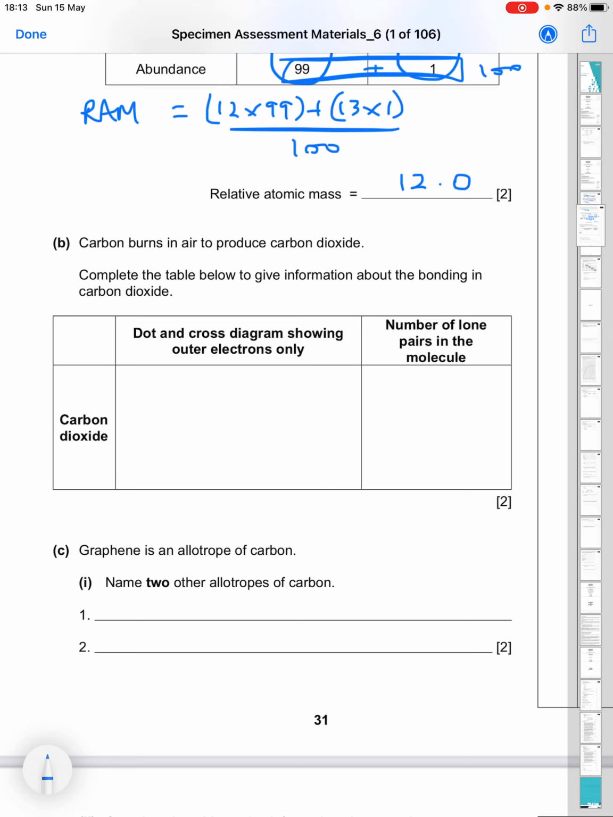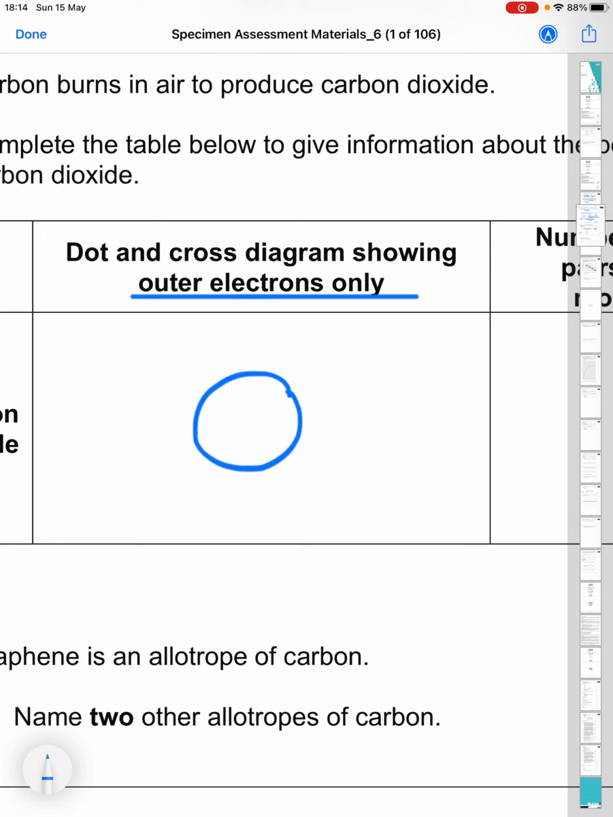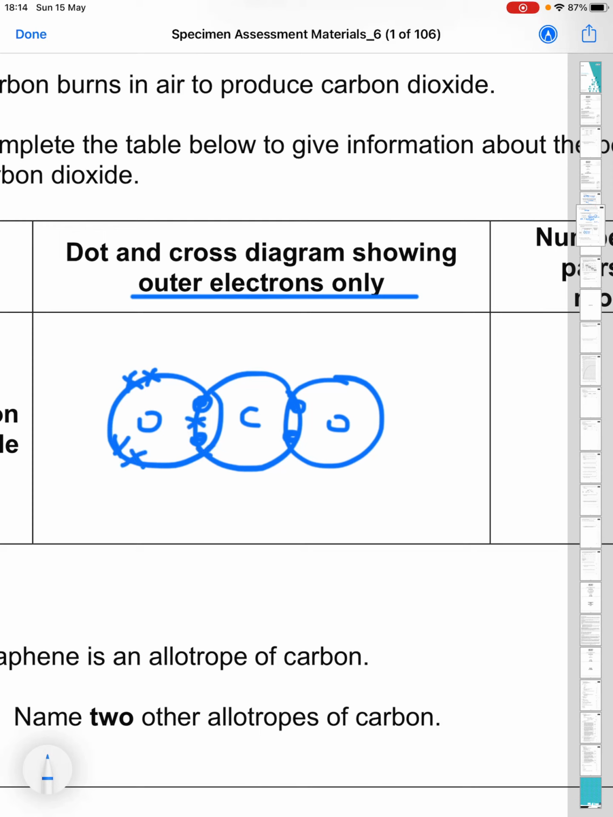Next, carbon burns in air to produce carbon dioxide. Complete the table below to give information about the bonding in carbon dioxide. So first of all, a dot and cross diagram showing outer electrons only. So we have our carbon in the middle and then 2 oxygens. And I'm going to label them like so. Carbon has 4 electrons, so it shares 2 of those electrons with each oxygen, and then the oxygen has 6 electrons, so we're going to have 2 lone pairs here, and then 2 in the overlap of the bond.